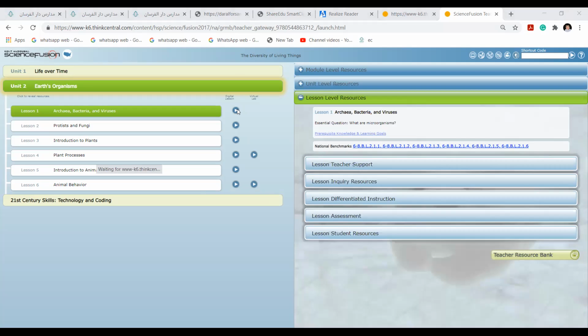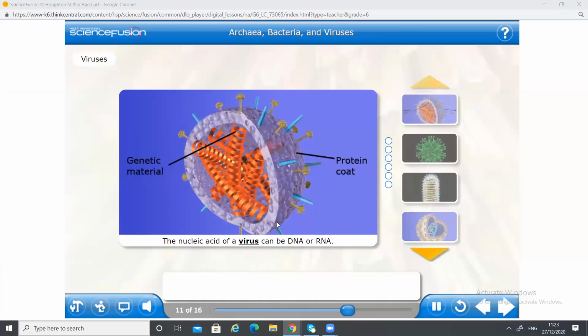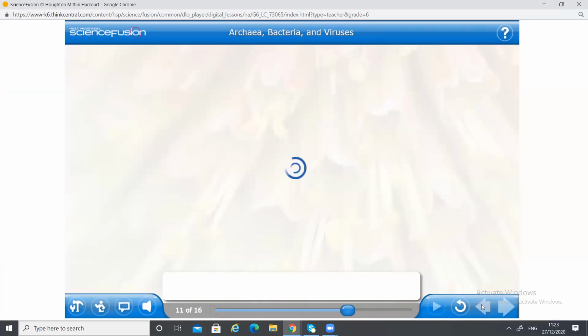You have an idea, right? What are bacteria, what are archaea, and what are viruses? But again, we are going to go in more detail about archaea, bacteria, and viruses.